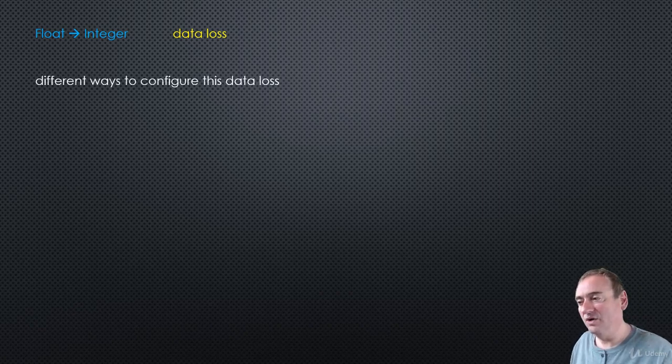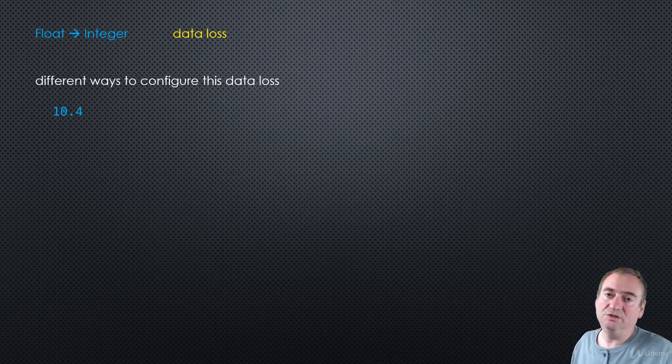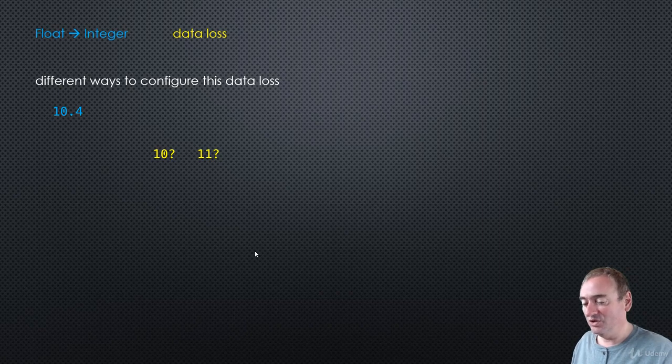So there are different ways that we can go ahead in terms of how we want this data loss to happen. Let's look at 10.4. If we want to coerce that to an integer, what should it be? Should it be 10? Should it be 11? There are cases where you can make the argument that you want it to be 11. Maybe it's the number of times that you have to run a loop in order to make sure something gets completed, and you do a calculation and it says 10.4. Well, that means that 10 isn't quite enough. 11 will be enough. So you might actually want to take 10.4 and make it into 11 from an integer perspective.